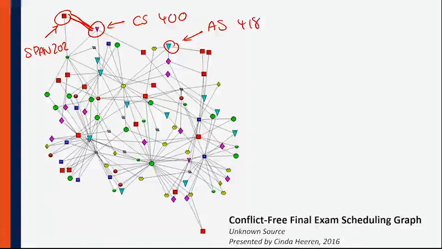So an agricultural science course doesn't have an edge to CS 400. What that means is this semester there are no students who are in both Agricultural Science 418 as well as CS 400. Because there's no overlapping students, there's no edge, which means they can have an exam at the exact same time, and no students would be in a conflict.